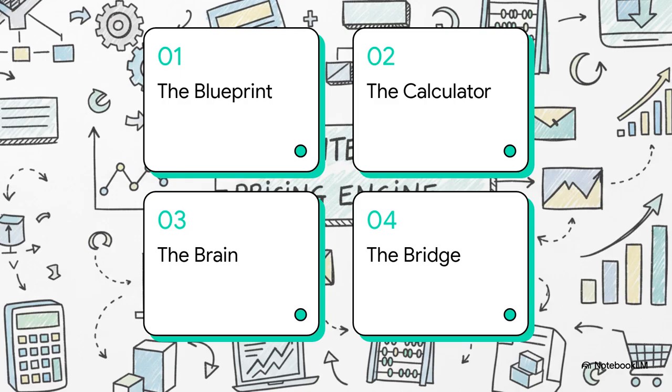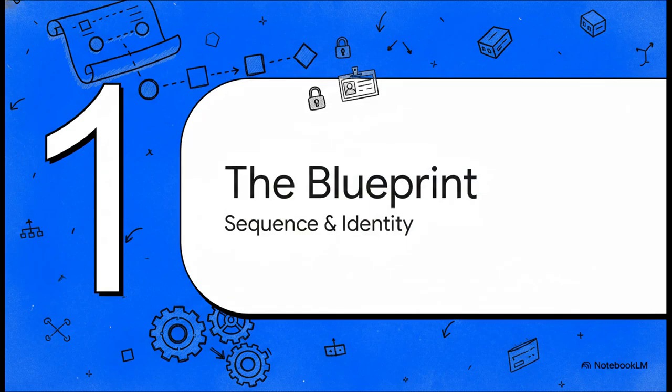So to really get our heads around this control panel, we're going to break it down into 4 main jobs. First, we'll look at the blueprint, how the whole thing is structured. Then we'll check out the calculator that crunches the numbers. After that, we'll explore the brain, which is where all the custom business logic lives. And finally, we'll cross the bridge that connects all this pricing stuff to the rest of the company.